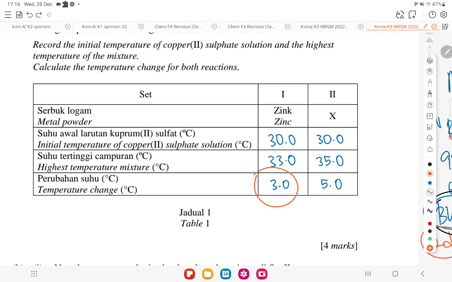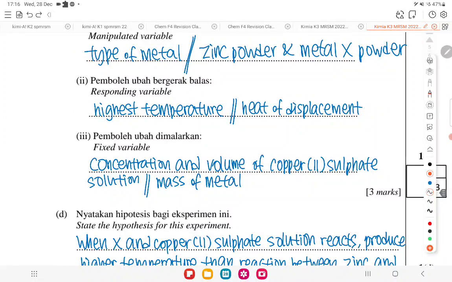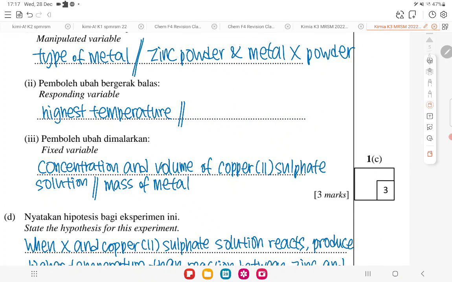Or you can say temperature change. The temperature change is 3. When you use the metal X, what is the temperature change? 5. Or you can say the highest temperature is 35. So you can see what is the changes. The initial temperature is the same. When you use different manipulated variable, when you use different metal, you get different highest temperature, or you can say you get different temperature change.